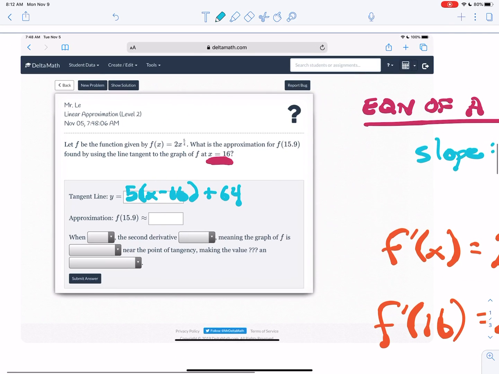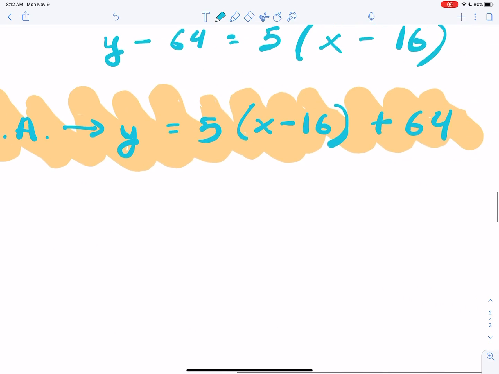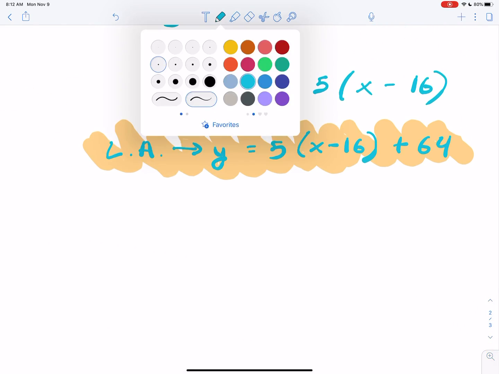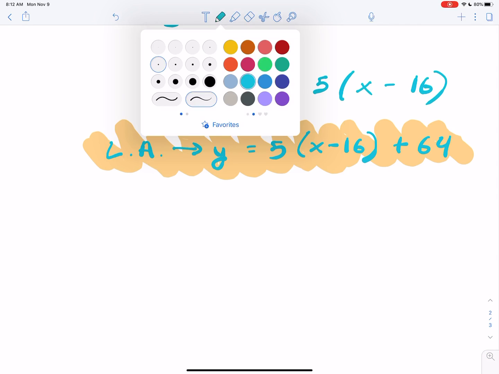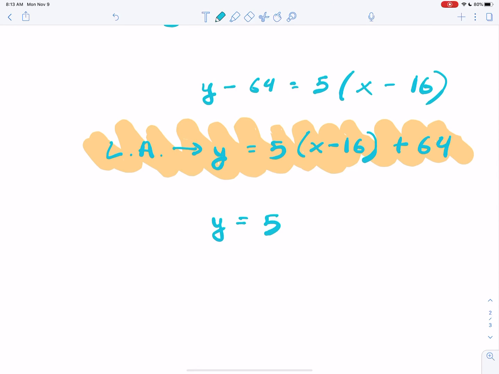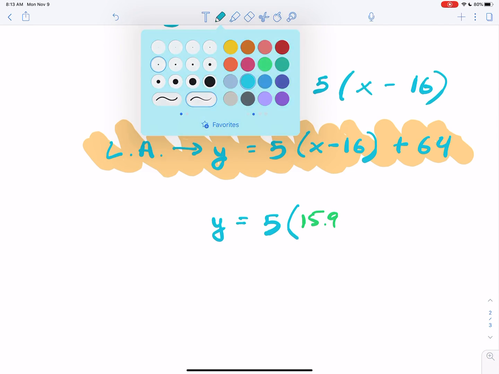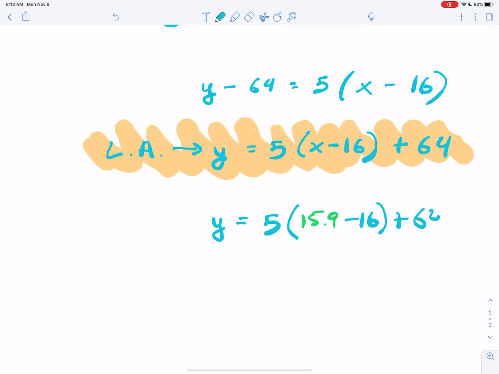Okay, so now what we want to do is, they're asking you what is the approximation for f of 15.9. We're actually going to use this linear approximation and find out what the y value comes out to when x is 15.9. So here we go. It's going to be y equals 5 times 15.9 minus 16 plus the 64, okay? Go ahead and pause here. Compute that on your calculator. I'm going to do the same right now.